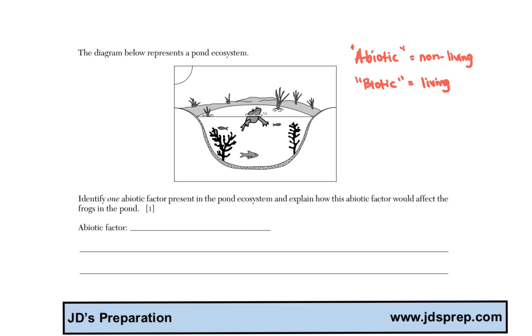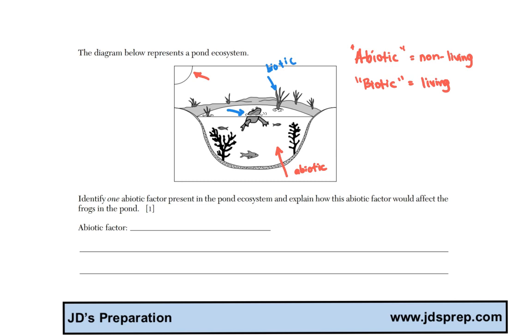Some of the abiotic or not alive things in this diagram include the water. It includes the sun. The sun is not alive. The water itself is not alive. But there are other things that are alive. For example, the frog in this picture is alive. The plants are alive, and those are biotic.